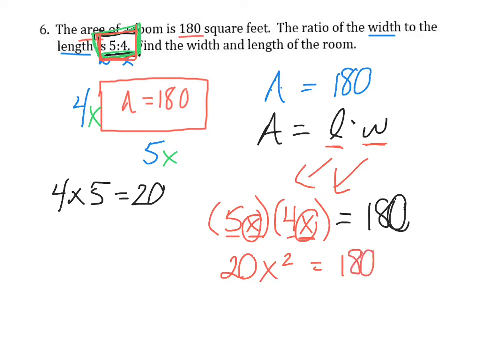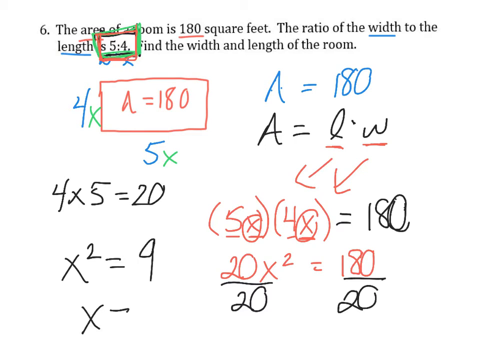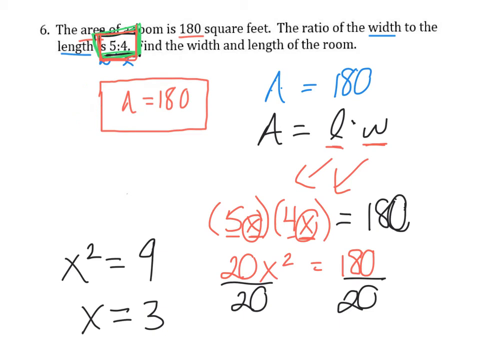So first thing I'm going to do is get rid of that 20. I'm going to end up with x squared equals 9. So it looks like in this case x is equal to 3. If I go back to my original problem, I'm saying, all right, if x is 3, that means my side lengths originally were 12 and 15. And if I multiply those two together, 12 and 15, I do get 180.